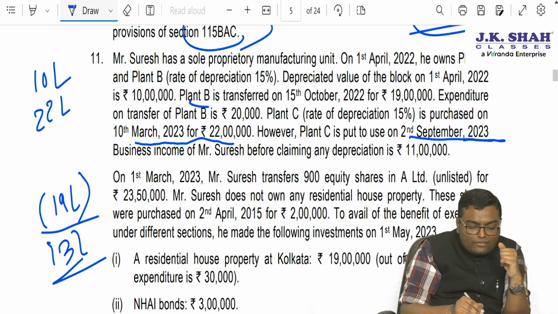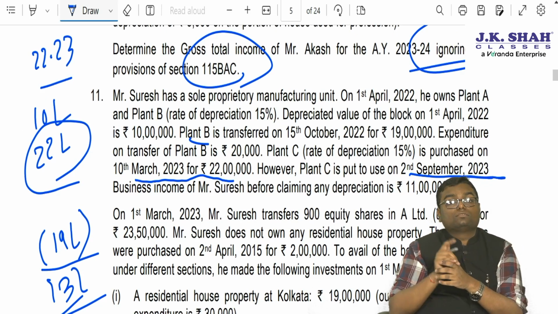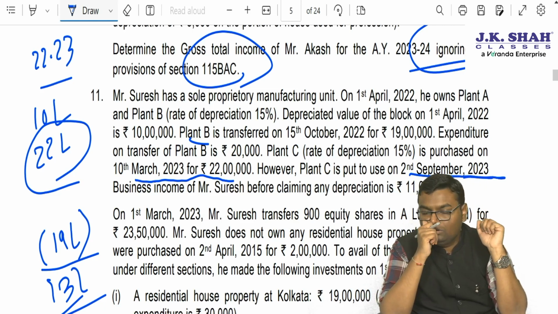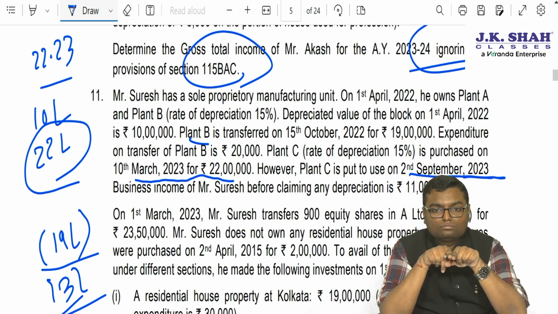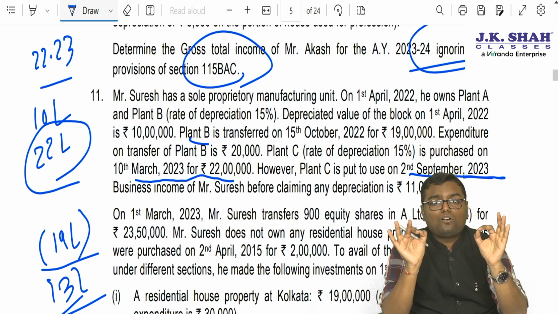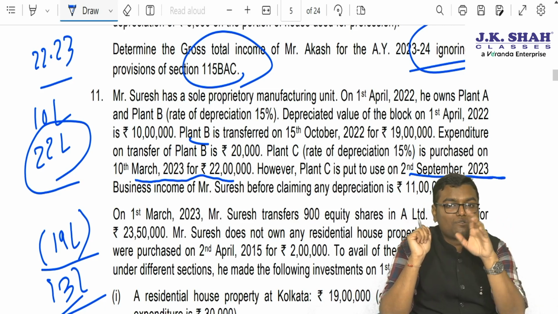Sir, why did we add 22 lakh over here? That will be added in the year 23-24, no? No. Please note it carefully. If you see the format of the block of assets, what we add is the actual cost of the asset acquired during the year. There is no word called "put to use in the year."